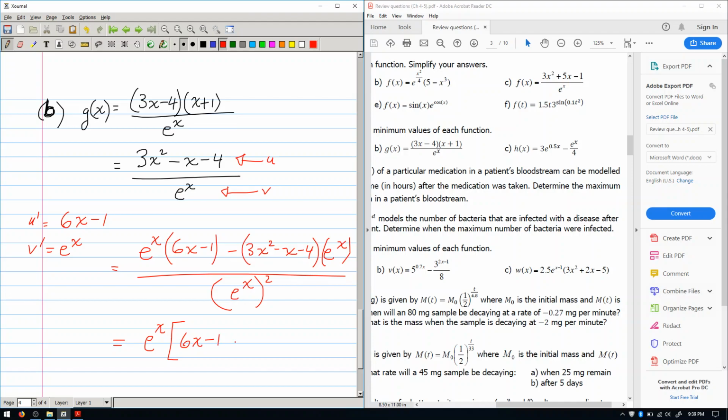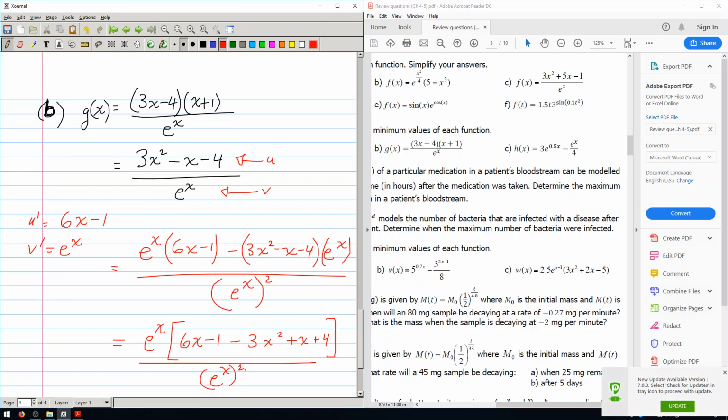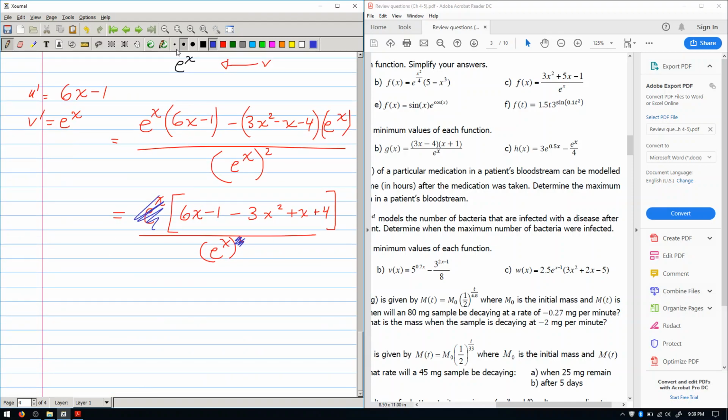And then if you try to collect like terms, you can simplify things quite a bit. So what do you get? Well, you get the e to the x canceling, at least one factor. And inside the red bracket, you get 6x plus x, that's 7x, minus 3x squared, and then plus 3, all over e to the x. Now this, again, is the derivative.